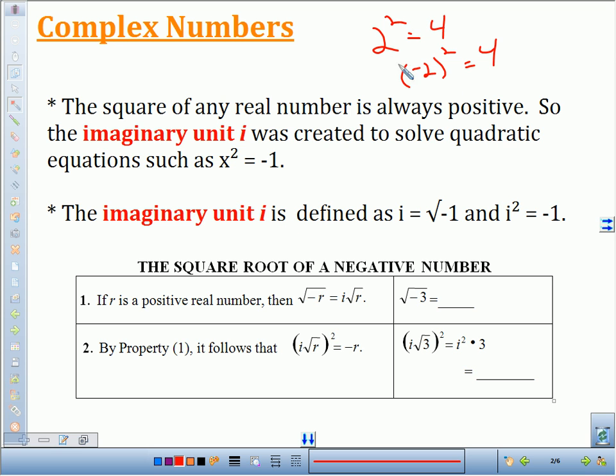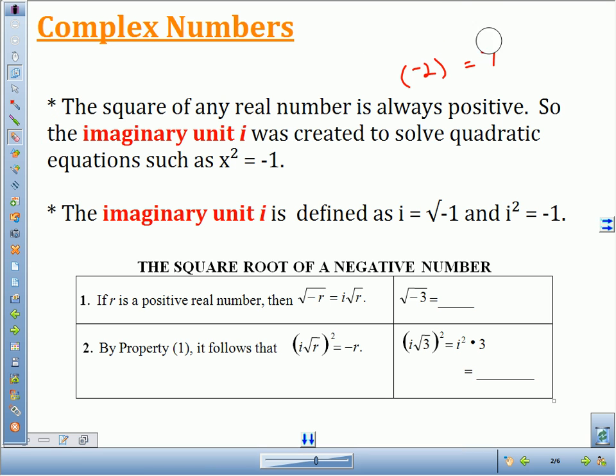So it doesn't matter if a number is positive or negative. When I square it, it always ends up being positive. And that is true for any number that you can think of. Positive 1, negative 1, positive 0.5, negative 0.5, whatever you can think of. Those numbers, when you square them, are always positive. This leads us to a very interesting problem.